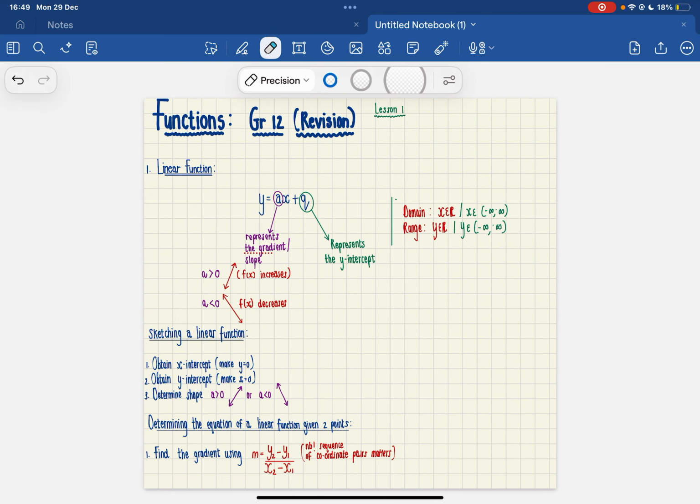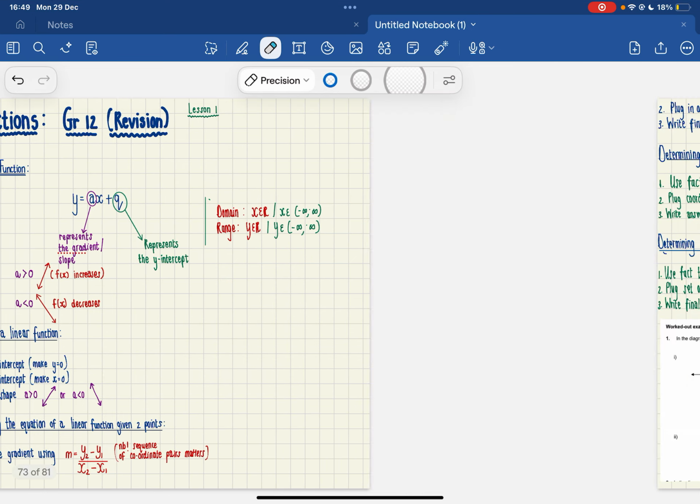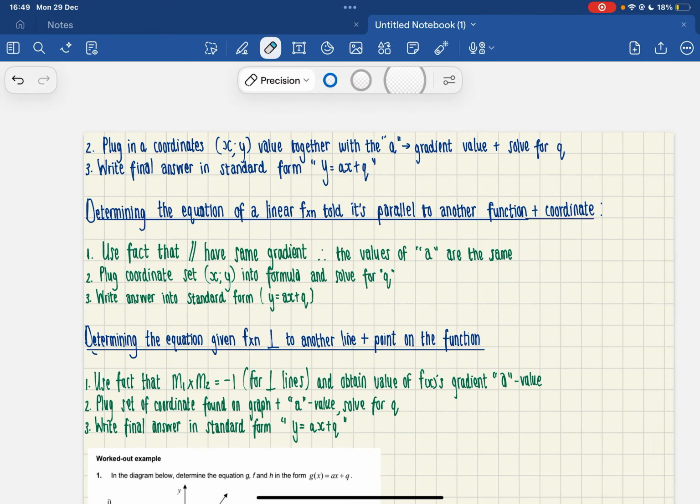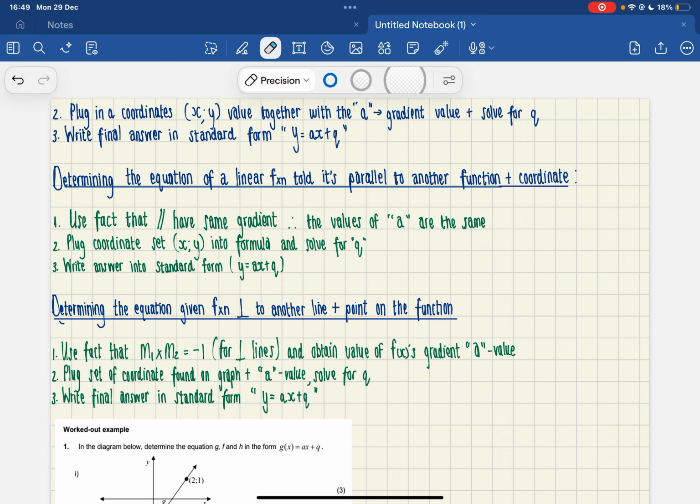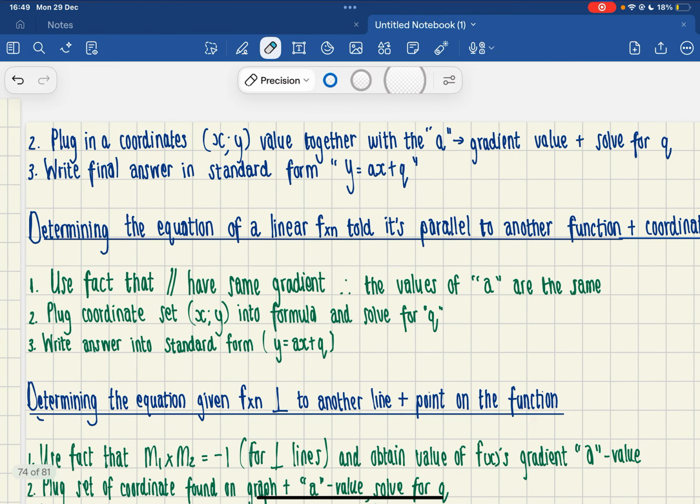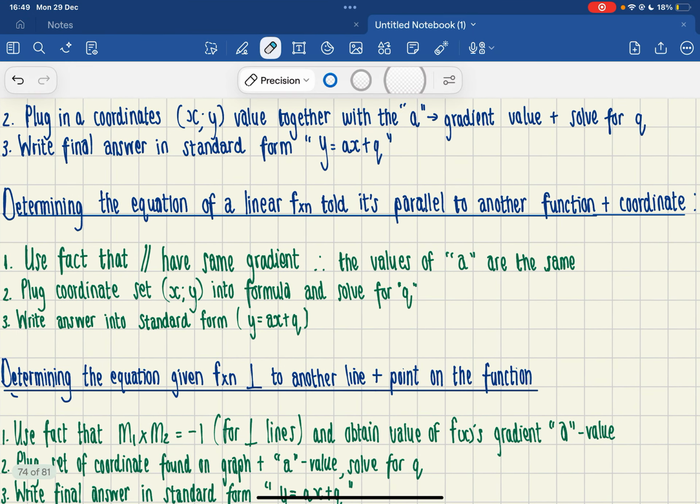Thank you very much. So carrying on, we're determining the equation. First you get the gradient of those 2 points. After that, you take that gradient and plug it in as an a value. From there on, you take any one of those coordinates and plug in the x and y values. And from there on, boys and girls, as we said here, you will solve for q.